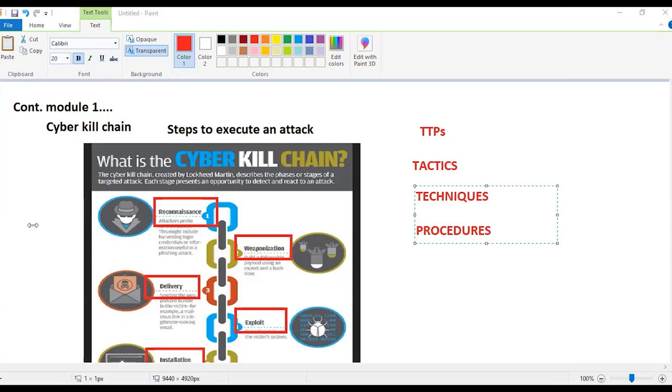To defend against such methodology, organizations have different policies and different teams to fight the hackers.